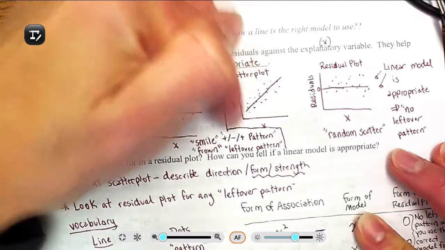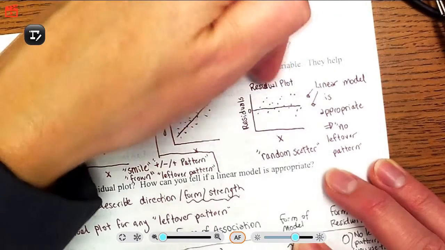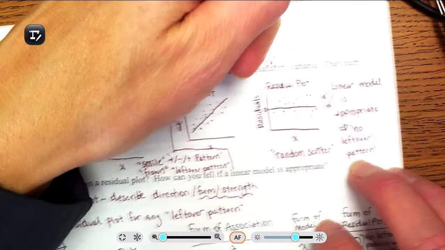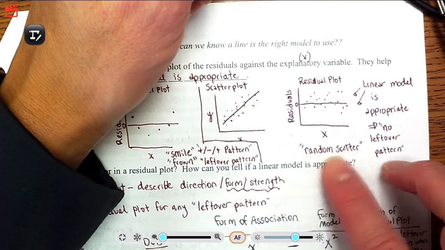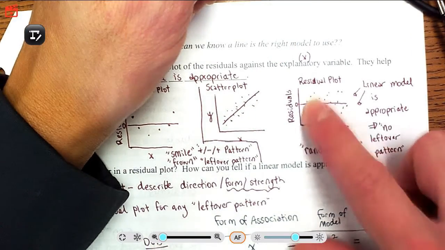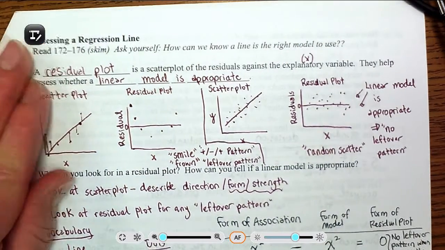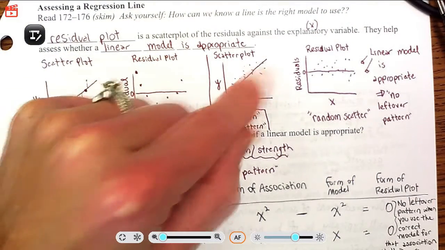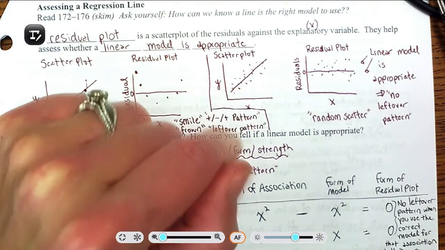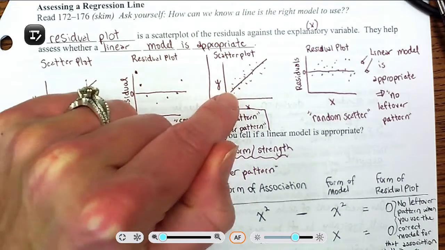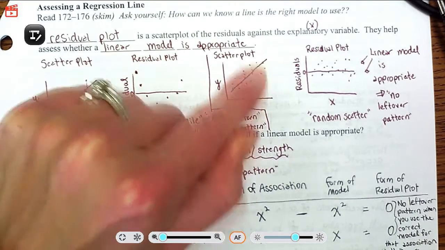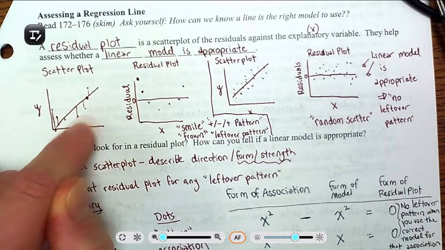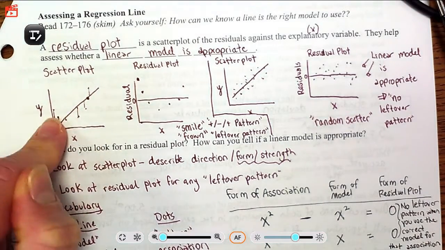This scatter plot did have a linear pattern, and the residual plot has no leftover pattern. That's a key phrase to use. There is a random scatter in my residual plot. So I have no reason to believe that the original pattern was not linear. So the linear model is appropriate for making predictions in this relationship. The linear model is not appropriate for making predictions in this relationship.